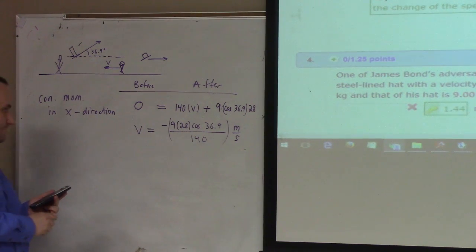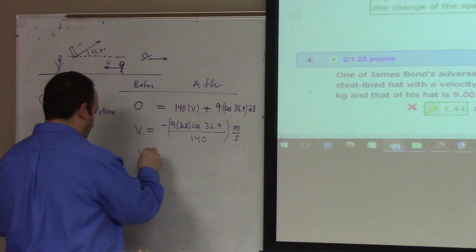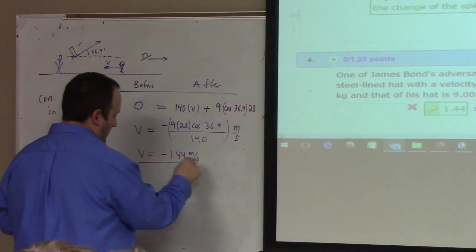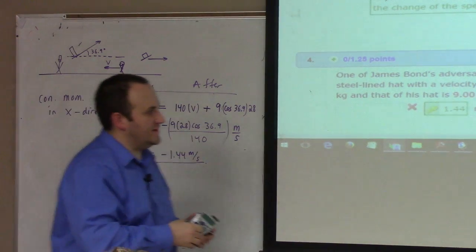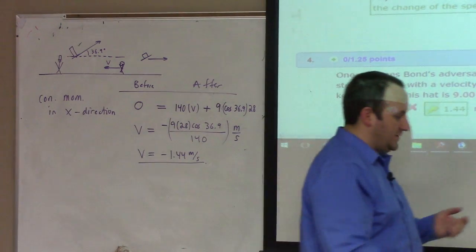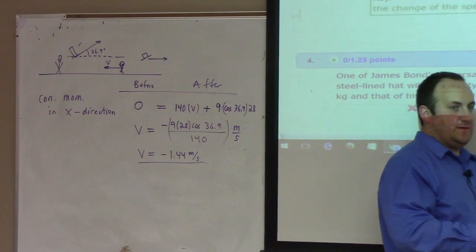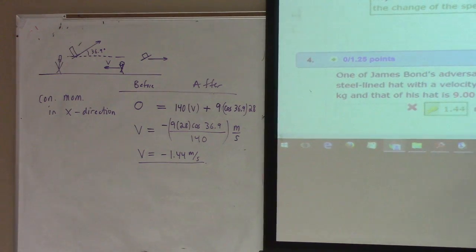1.4394. Yep. So V is minus 1.44 meters per second, which makes sense with my setup. Of course, what does the WebAssign do? It asks you for the magnitude. So there you go. That minus tells us the direction, but we don't care.